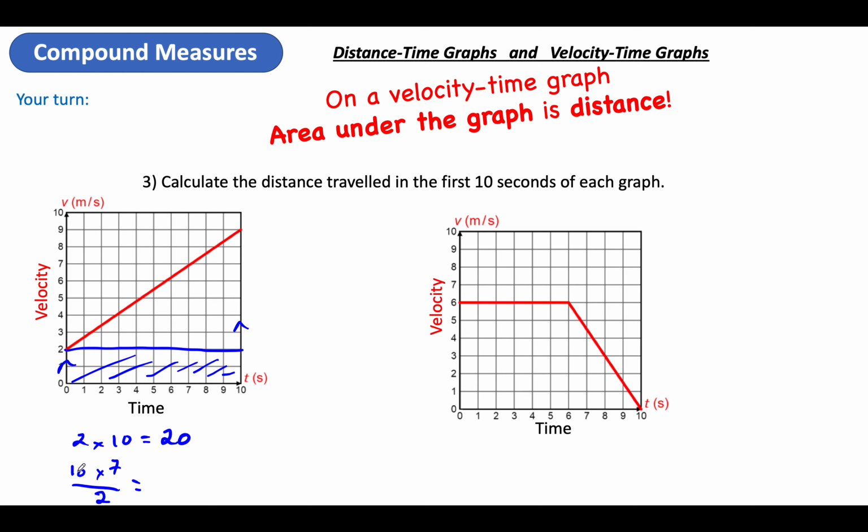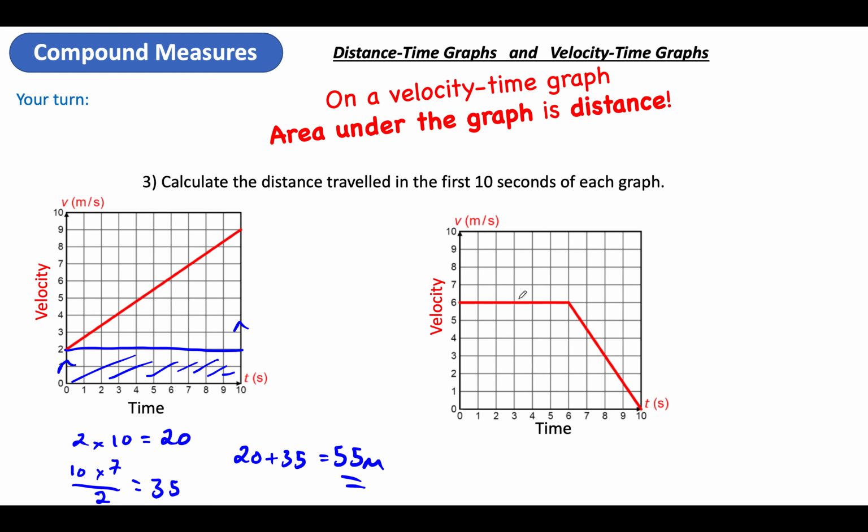Divide by 2, because it's base times height, divide by 2. 10 times 7 is 70. Divide that by 2 is 35. So my distance is those two things put together, because you need that total distance. 20 plus 35 is 55. And we're working in meters per second again, so it's 55 meters.